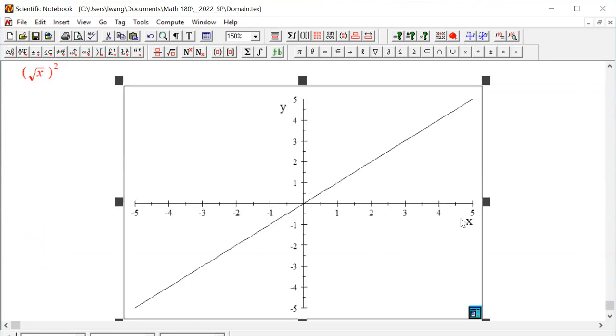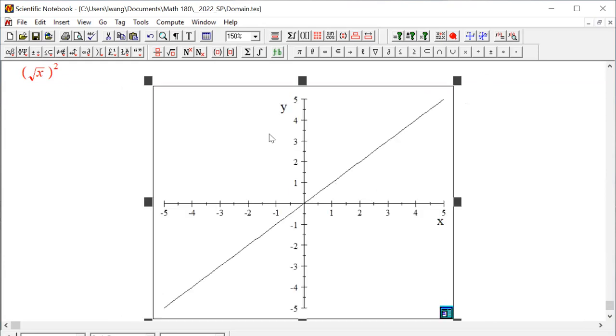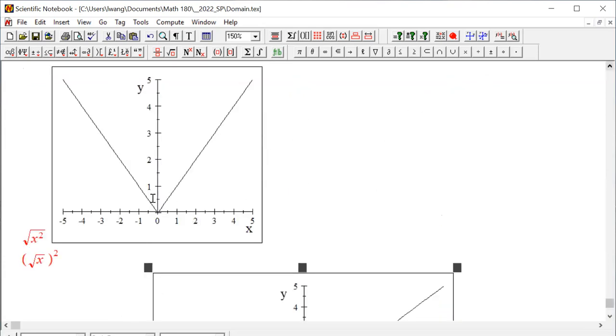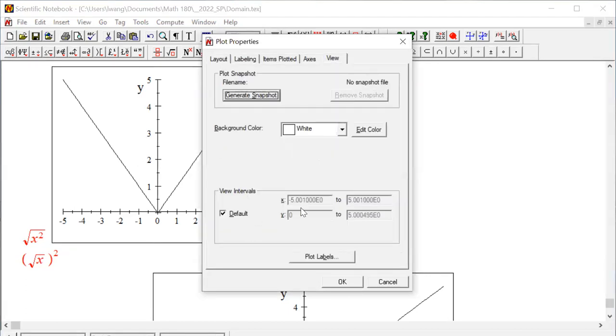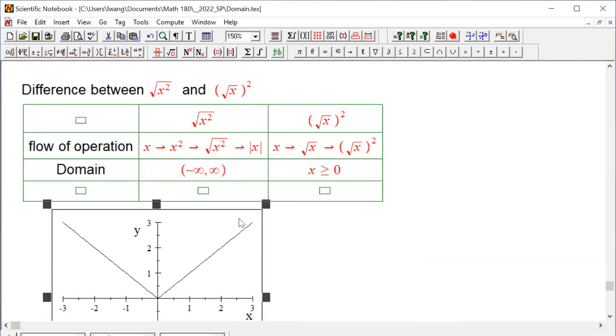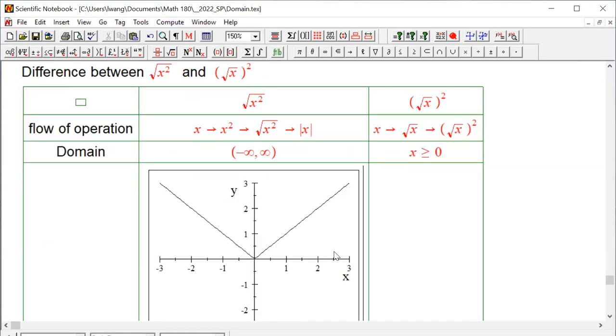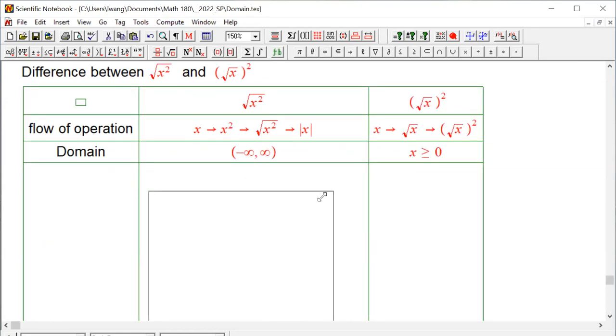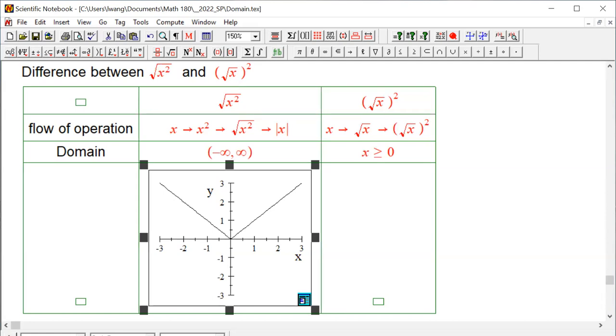Look at that, it's a straight line, which is x. So I'm going to make some adjustment so that you can compare, and this way I'm going to put them in the same scale, so you can compare them side by side. So this graph is right here, that's for the absolute value, the square root of x squared.